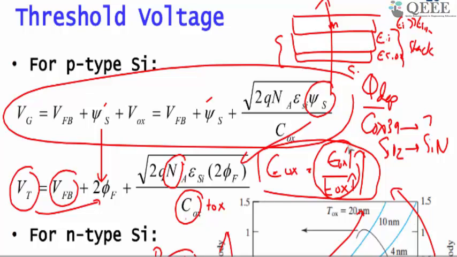But the only thing is that then you need to appropriately change the band diagram, because now you have two materials. If you try to draw the energy band diagram, you need to worry about two materials here. You need to worry about the appropriate conduction band and valence band discontinuity there. So if you have that, you can redraw the band diagram.